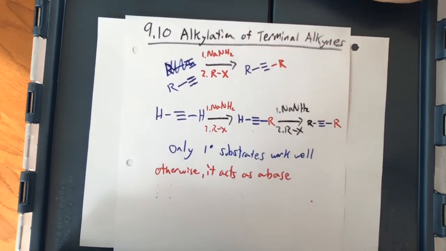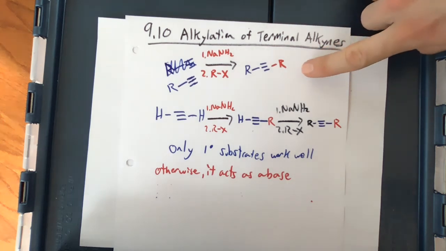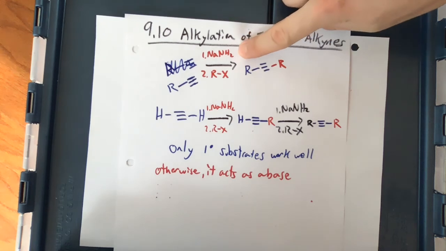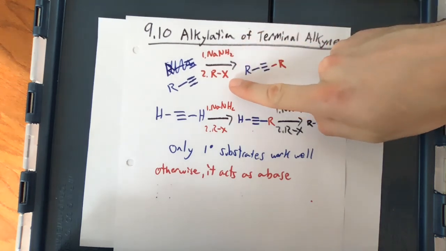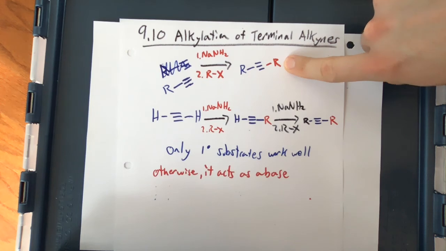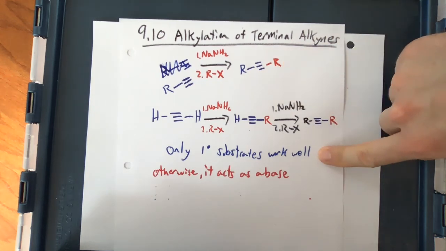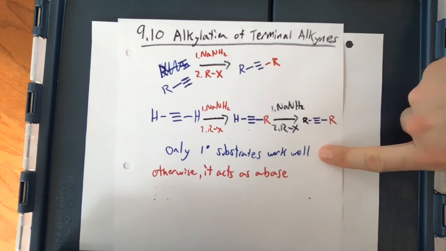So just to be totally clear here, you can do alkylations of alkynes by applying sodium amide and then some alkyl halide to give the substitution reaction, as long as it's a primary substrate. If it's not a primary substrate, then it will be an elimination reaction instead.